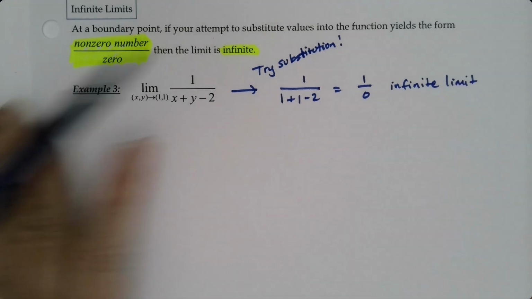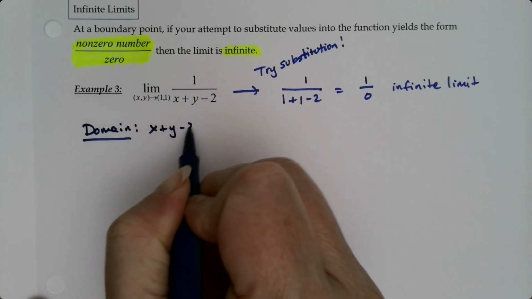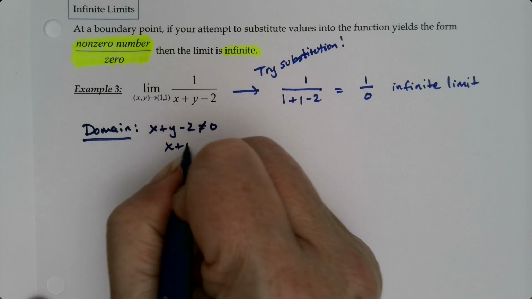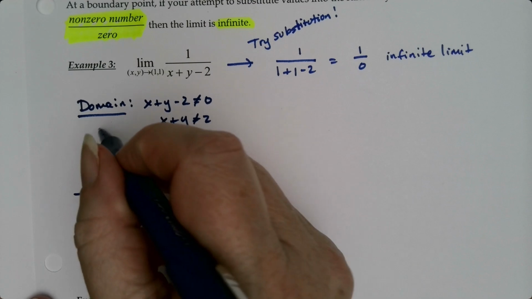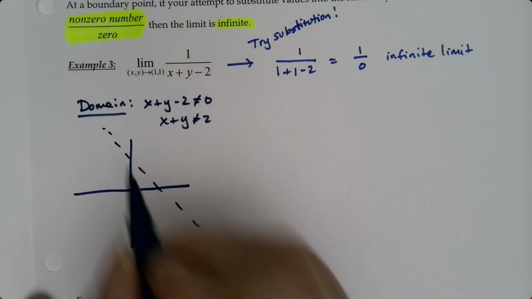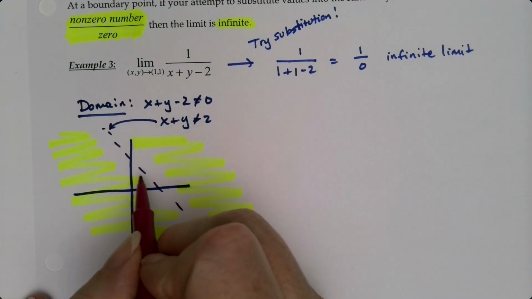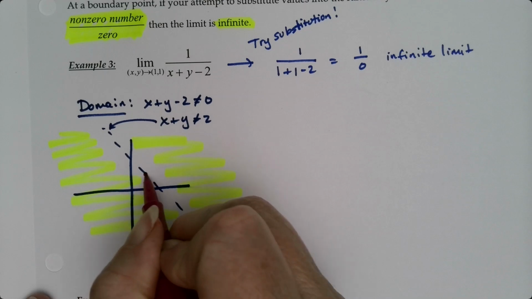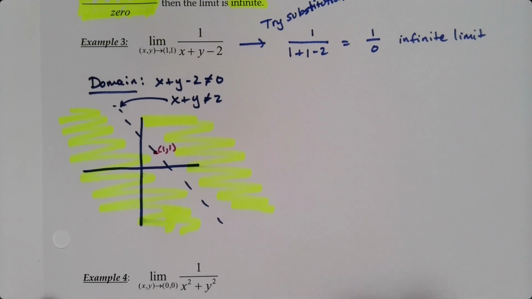If we think about our domain, we know that x plus y take away 2 cannot be 0, which means x plus y cannot be 2. So we know that's a diagonal line. It looks kind of like this, right there. And so we know that we can have any point aside or in the interior, no problem. And a point like (1, 1) would be right here. So that's a problem. That's (1, 1). Okay, so where is it going? Where is it heading towards?